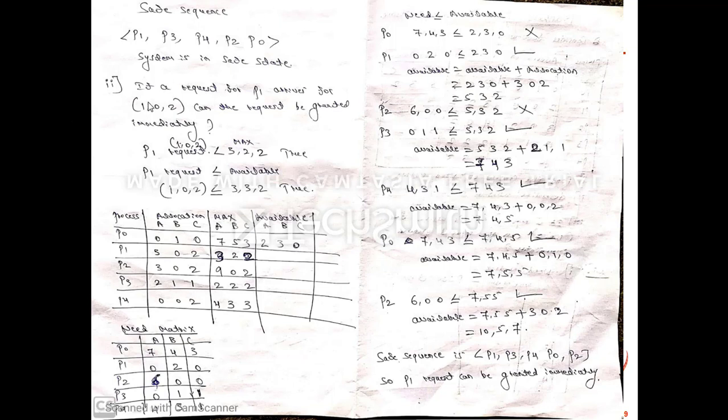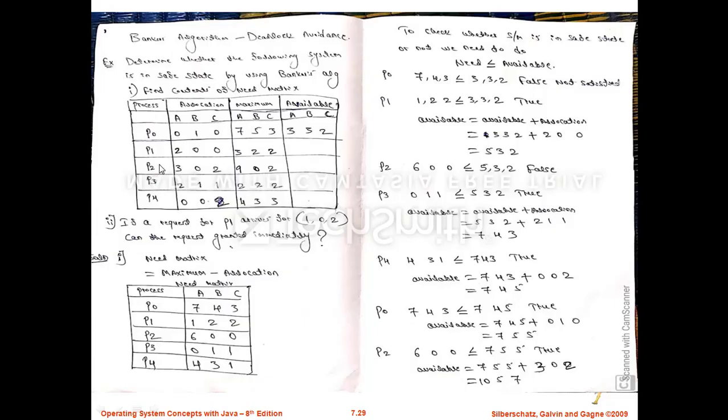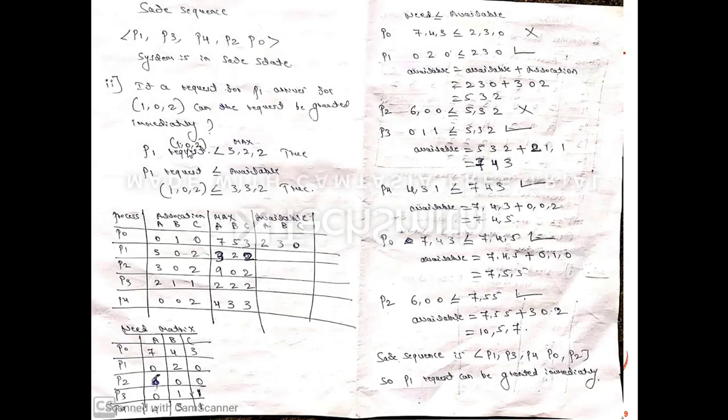Next, the second part of the question was, if a request for P1 arrives for 102, can the request be granted immediately? That is nothing but P1 requesting some more additional resource, that is 102. But what is the maximum of P1? P1 maximum is 322. First we need to make sure the new request P1 is making is less than or equal to maximum. Yes, 102 is less than 322, true.